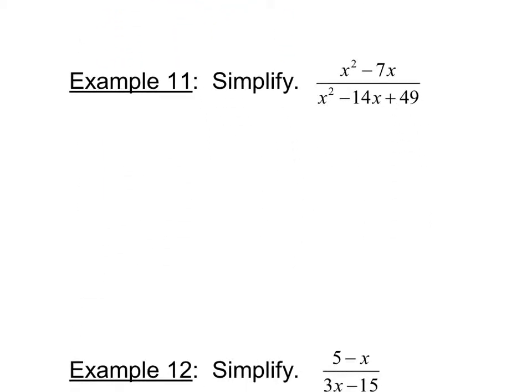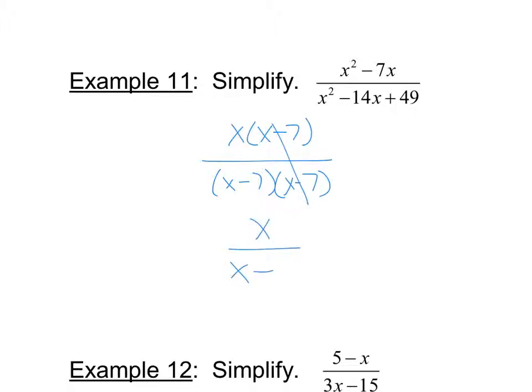So do we see where we're going with these here? What can I factor out of the top? X. What multiplies to 49 as a negative 14? Negative 7, negative 7. Those cancel. I'm left with x minus 7.